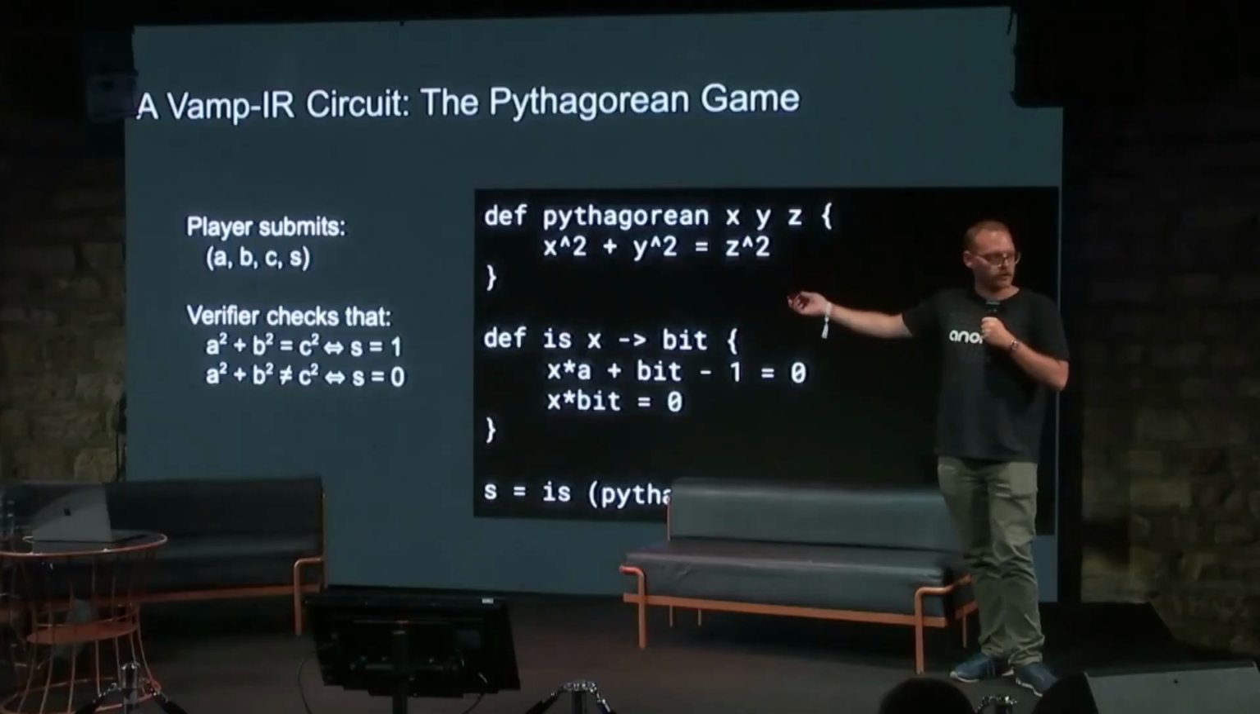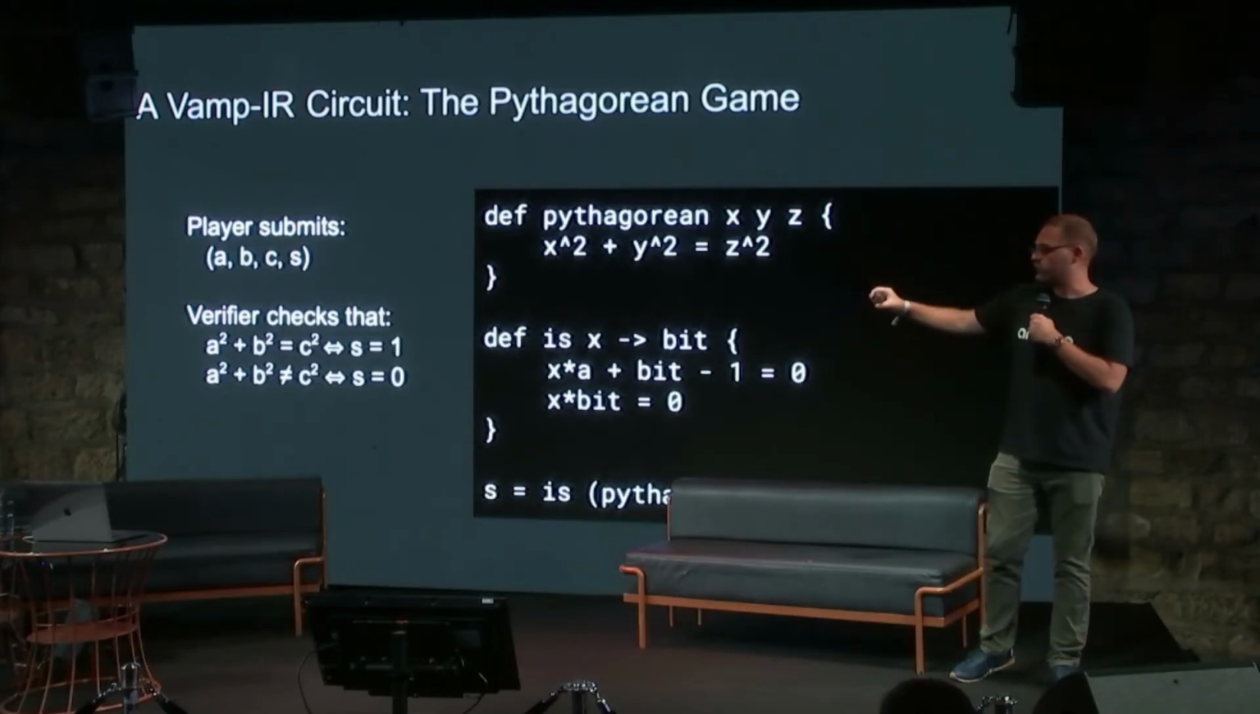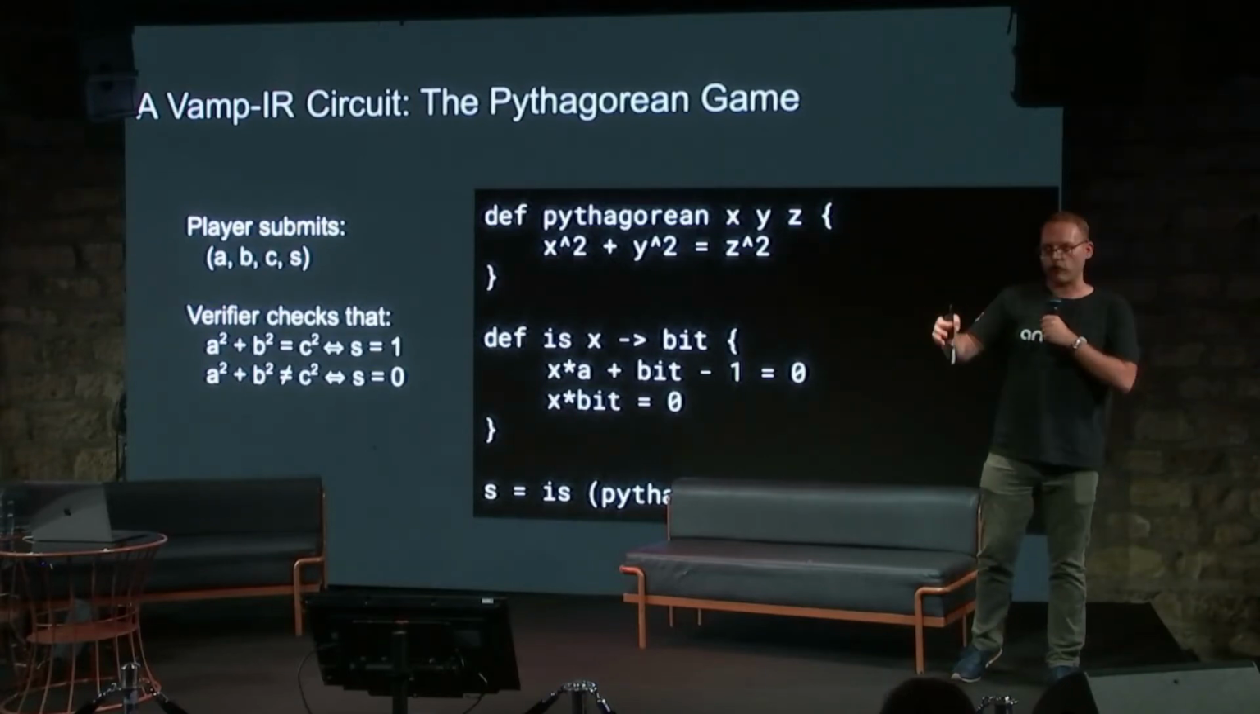So the player submits their triple and their expected score, and this can be done in zero knowledge. I don't know why, but it can. And the verifier checks that if a squared plus b squared equals c squared, then s had better be 1. And if it's not Pythagorean, then s is 0.